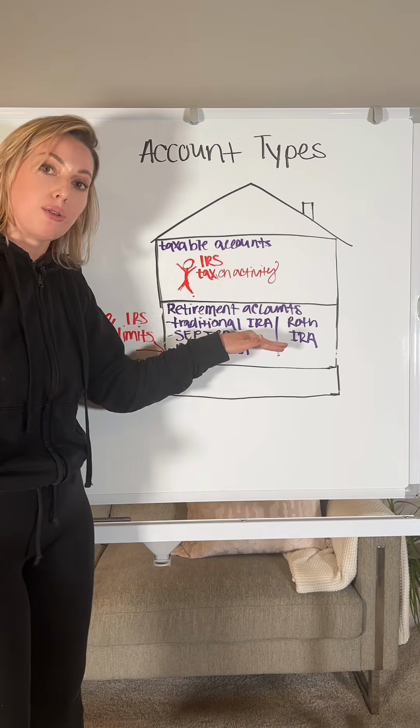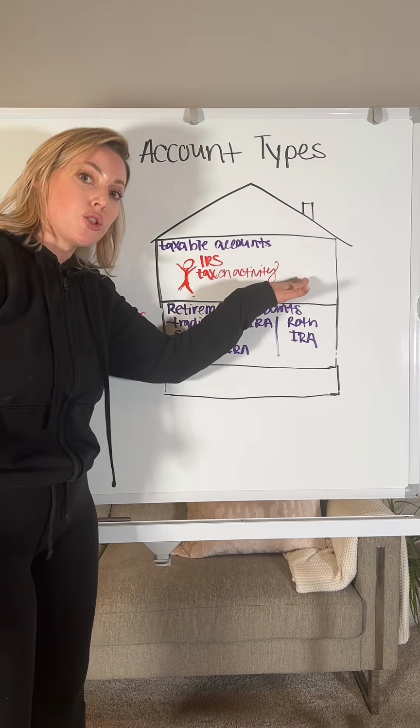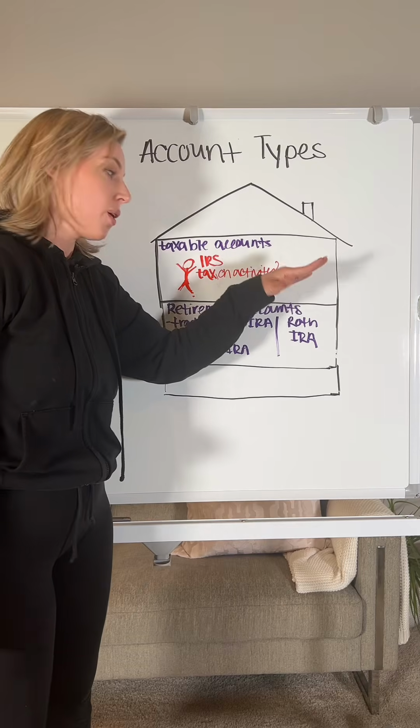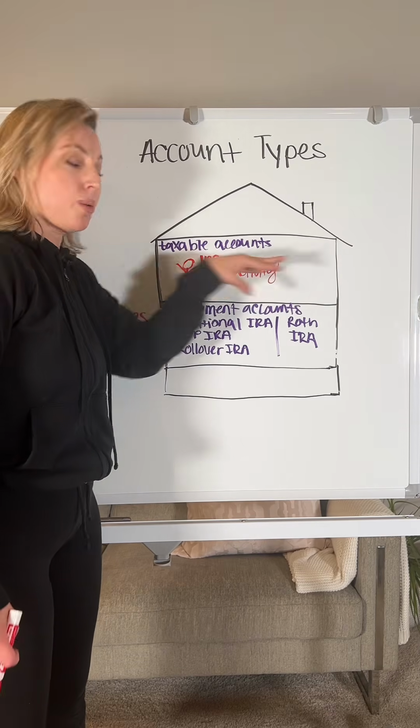Whereas if you're in this level, it doesn't trigger. We just care who goes in and out. You can put as much money as you want in here. You can withdraw as much as you want. There are no limitations because there are no tax benefits. You are taxed on what happens on the inside.